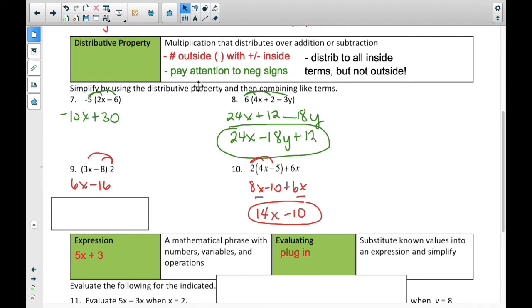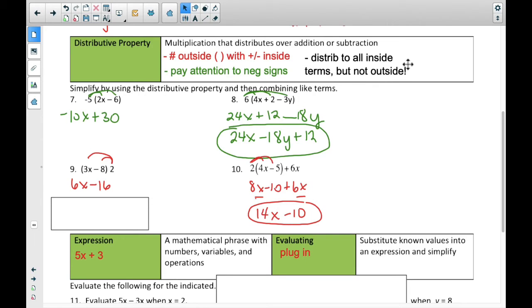Another thing is always pay attention to negative signs. That's going to confuse us. But also that minus sign goes with the number after it. So that minus goes with the 3. And this minus goes with the 6. And a negative 6 times a negative 5 is a positive 30.